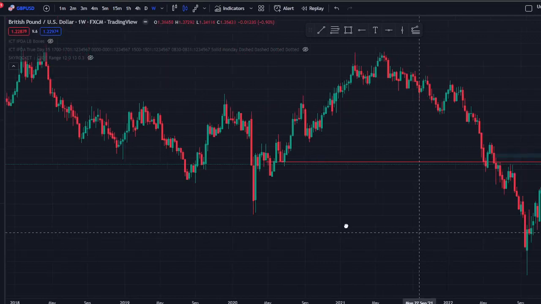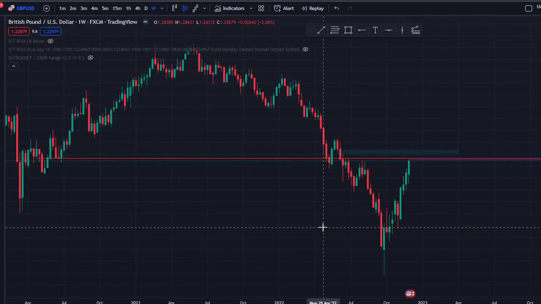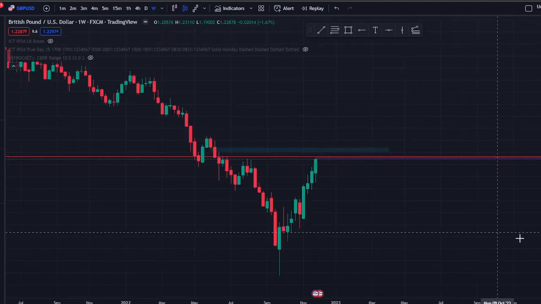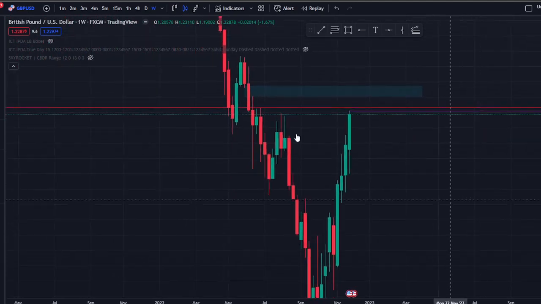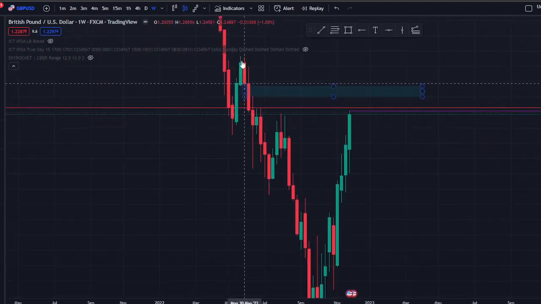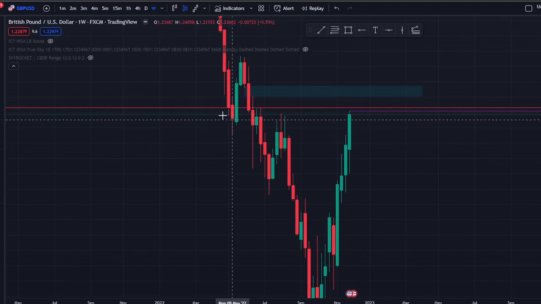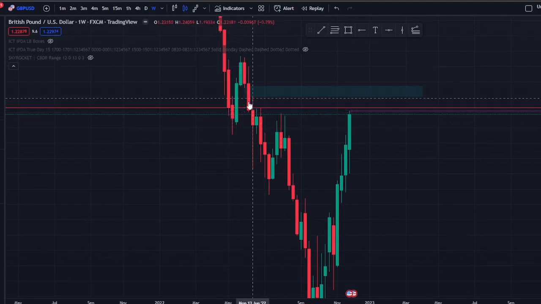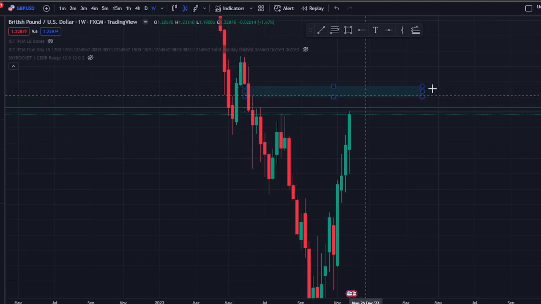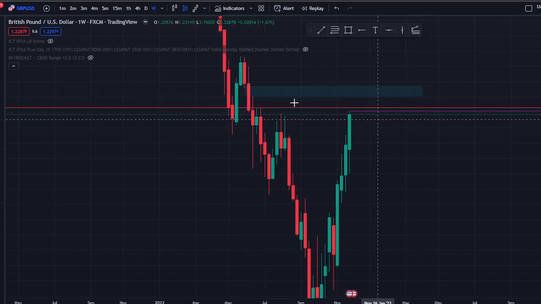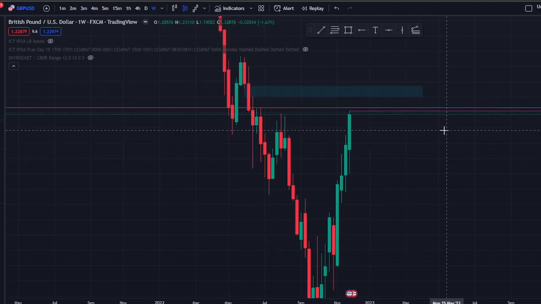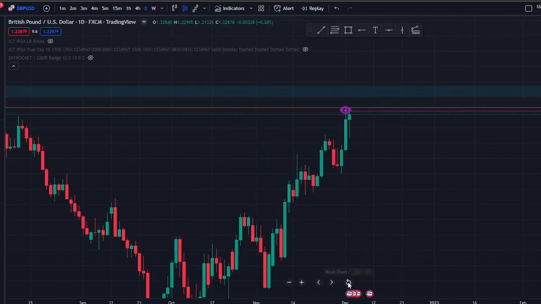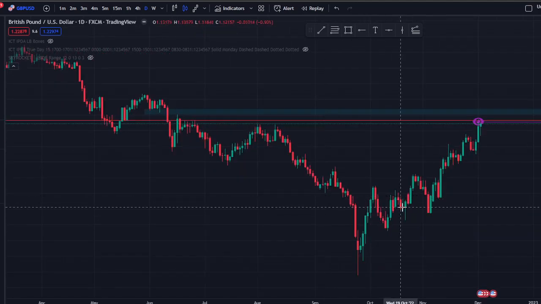Now we're moving to the cable. You guys see, this is your monthly order block in here, those two down close candles. For the sake of time, we won't go to the monthly. And of course, you see that fair value gap inside of it, which is ultimately our drawn liquidity. So we're expecting higher prices on the cable as well. And the cable is actually a better trade than the Fiber, than Euro USD. So keep that in mind.